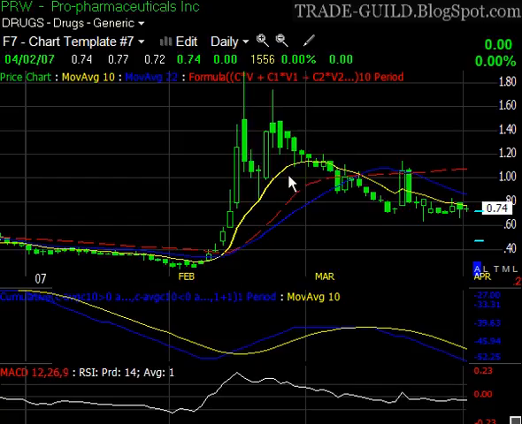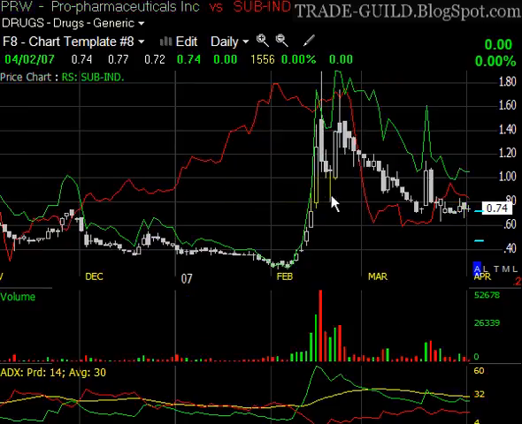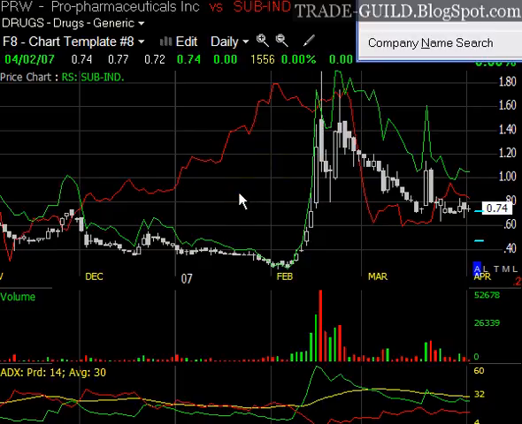So if you're interested in telechart, I'd be more than happy to share these with you. I have another one here. This is sub-industry basically, and sub-industry is in red, and the relative strength of the stock is in green. And let's take a look at BPG.